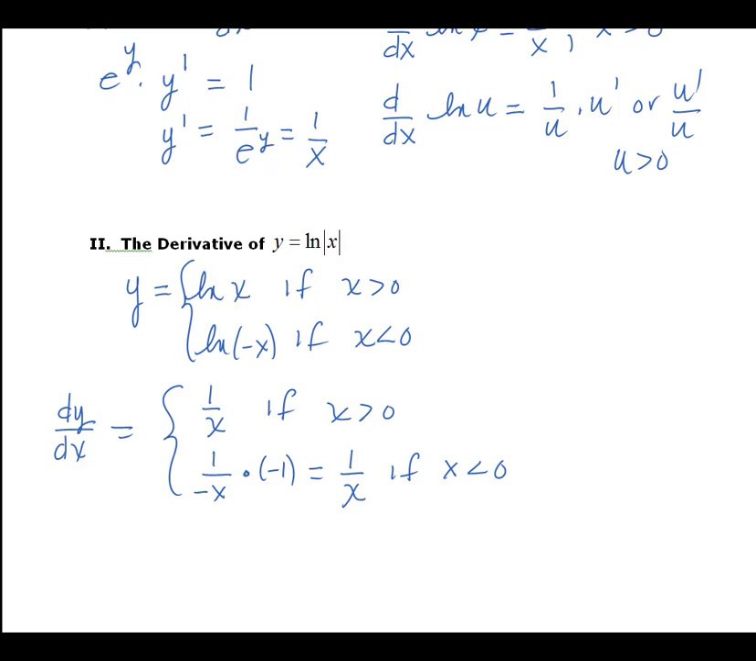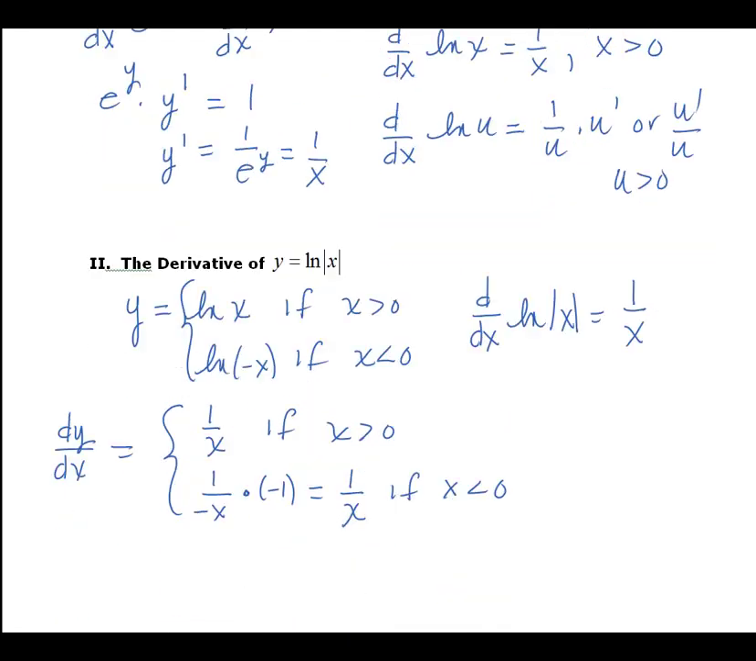And so this new formula, the derivative of the natural log of the absolute value of x, is going to be 1 over x. The only difference is that the domain is just x cannot equal 0. x can be positive or negative. And if we extend that using the chain rule, the derivative of the natural log of the absolute value of u is going to be 1 over u times u prime, and u basically cannot equal 0.